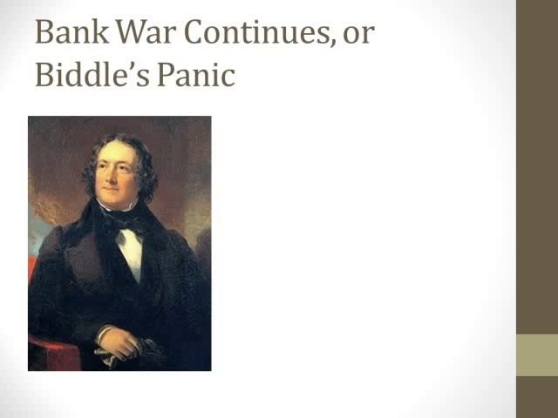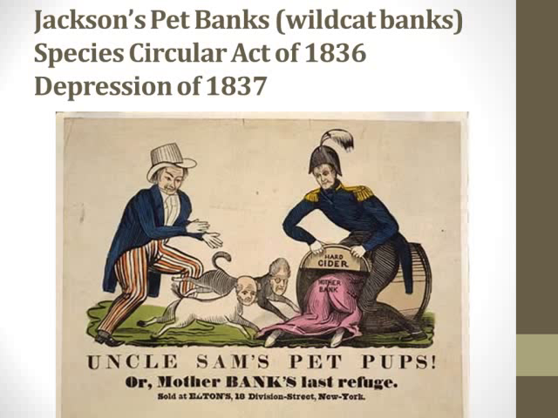But ultimately, it was Jackson's fault because Jackson killed the bank by putting all of the money where? In pet banks. Unfortunately, these pet banks were also what? Wildcat banks. And a wildcat bank was a pet bank that what? Yeah, it overspeculated with federal money. It loaned out too much of the federal government's money expecting to make that money back. Did they make that money back? No, they did not. And whose money did they lose? Federal government's money.